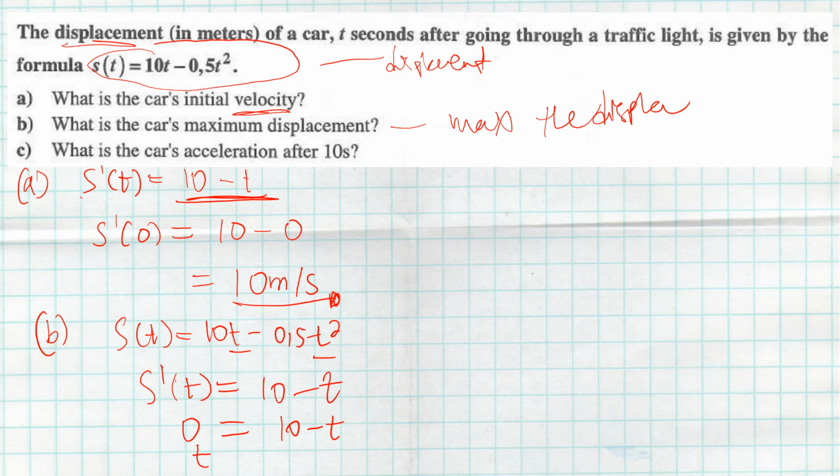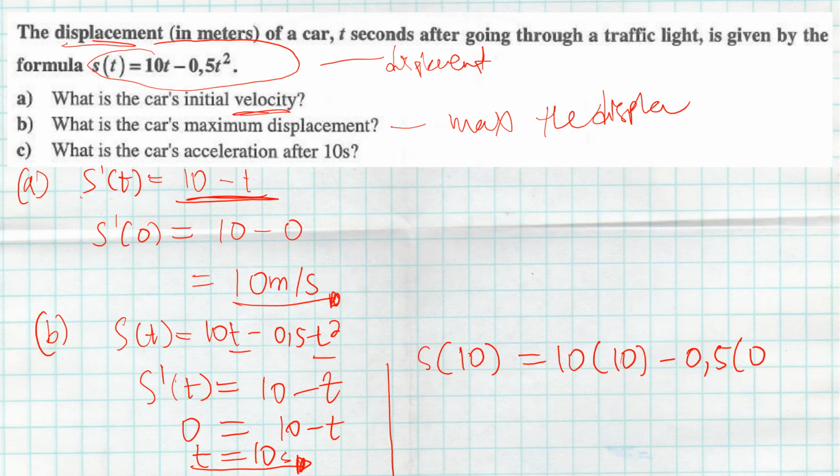t will be equal to 10, measured in seconds, so 10 seconds. So when t is equal to 10 seconds, our displacement will be maximum. That's the idea, but we need to get the car's maximum displacement. We go back to our original equation, substitute 10, which makes our displacement maximum, and solve for the maximum displacement.